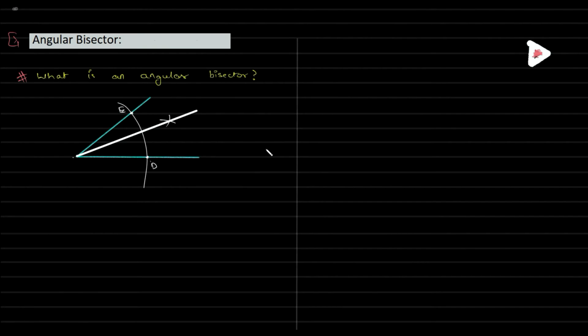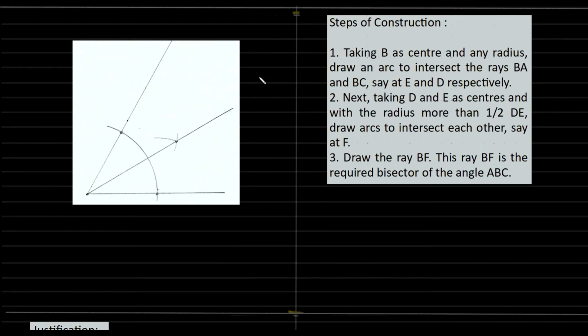Okay, now for the sake of better understanding, let's revise this in terms of steps, in written form. So we have ABC, the angle. That's the same diagram which I've drawn and scanned over here. First thing is, I drew an arc taking B as center and any radius. Draw an arc to intersect the rays BA and BC at E and D. So E and D are your points of intersection.